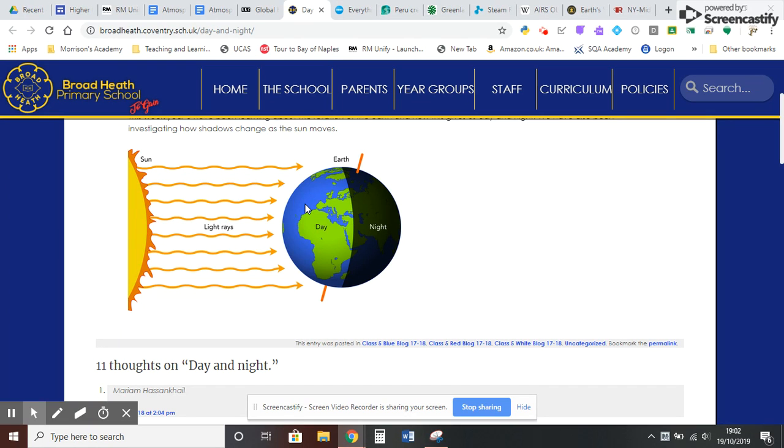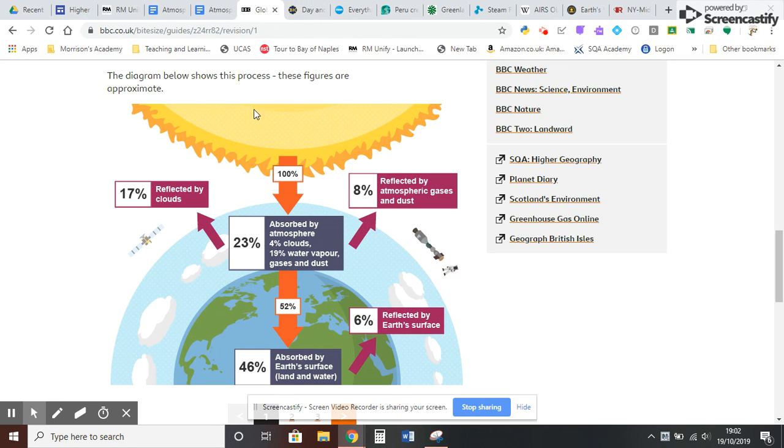So the first part of your answer is to tell us that 100% of the radiation arrives as shortwave radiation from the sun. Now, what happens to it? Well, if we go back to the diagram, we can see that some of it's reflected and some of it's absorbed. And your answer is really about explaining the amounts that are reflected and the amounts that are absorbed. Okay? Now, if we just deal with the reflected, in total, we are looking at 17 plus 8 plus 6. So that adds up to 31% in this case.